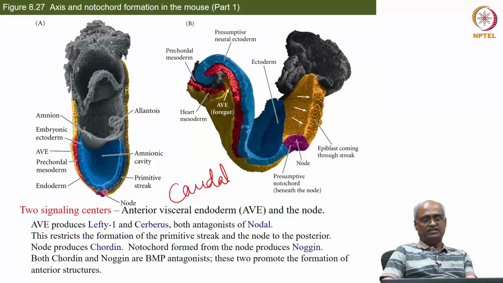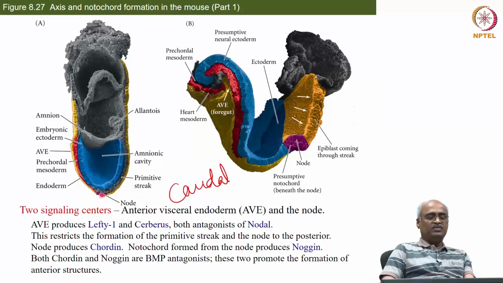And later on, when the node starts producing chordin, and then when notochord is produced from the node area, when the cells form the notochord, and this node formation itself is induced by the underlying trophoblast cells, and they seem to be key in specifying a node.